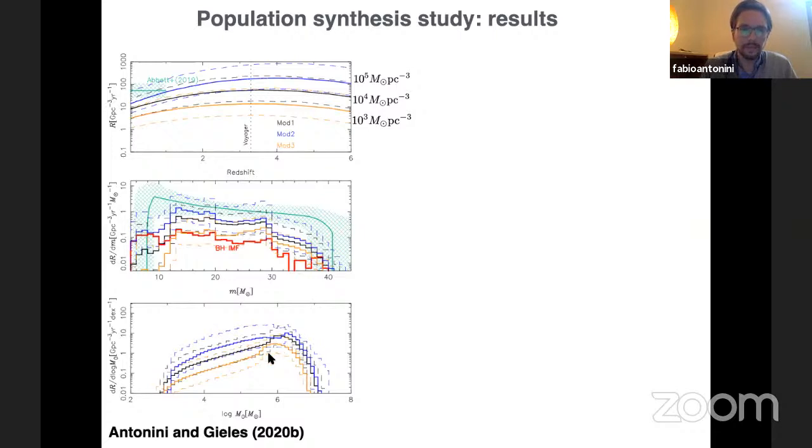For example, you see that most of the binary mergers in the local universe come from clusters with a mass around 10^6 solar masses. So let's focus now on the upper panel.